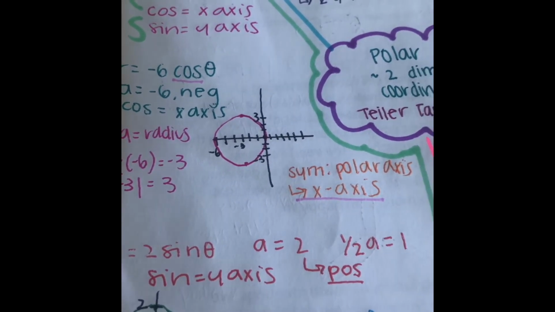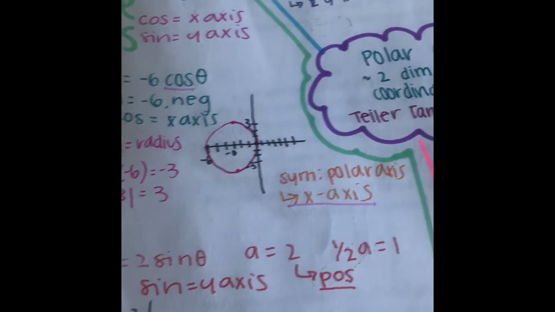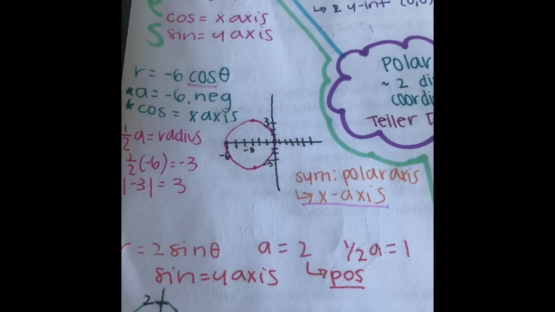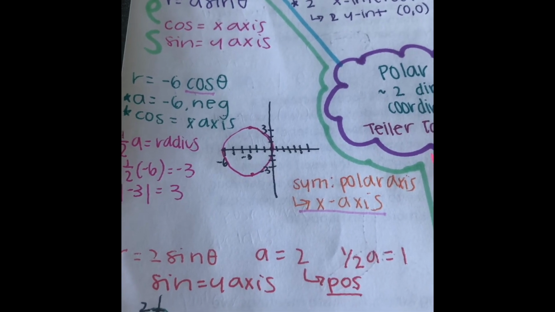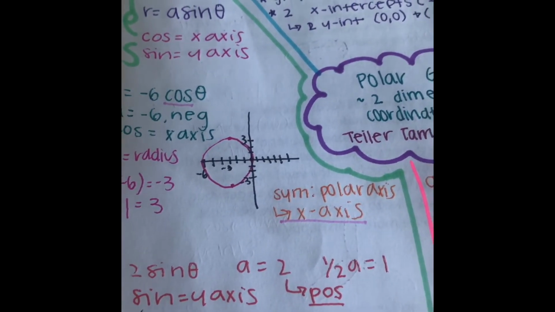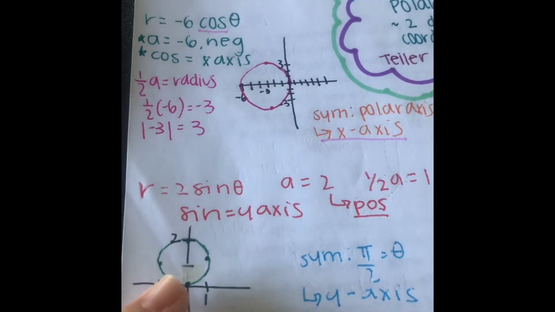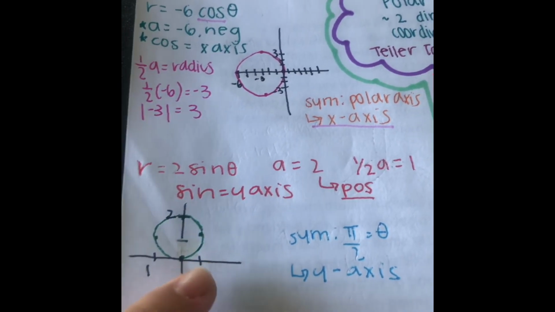And the symmetry for the cosine has polar axis symmetry, which is over the x-axis. And then sine is pi over 2 because it is on the y-axis. So if we were to reflect on the y-axis, it would be symmetrical.